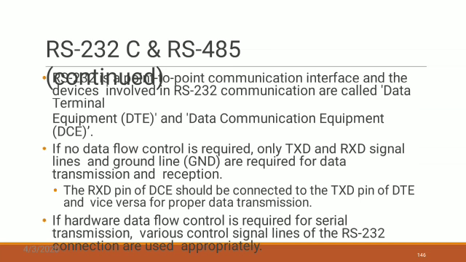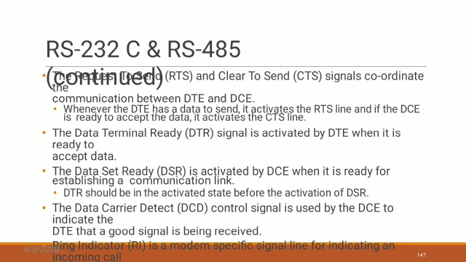If hardware data flow control is required for serial transmission, various control signal lines of the RS-232 connection are used appropriately. Now, request to send, RTS, and clear to send, CTS. The RTS and CTS signals coordinate communication between DTE and DCE. Whenever the DTE has data to send, it asserts the RTS line, and if the DCE is ready to accept the data, it activates the CTS line.